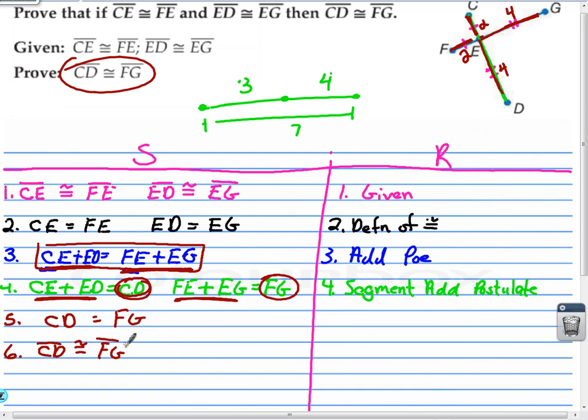Step 5 was, by the way, substitution. I plugged in. Substitution, property of equality. Step 6 is definition. If they're equal, that means they're congruent. So that's the definition of congruent.